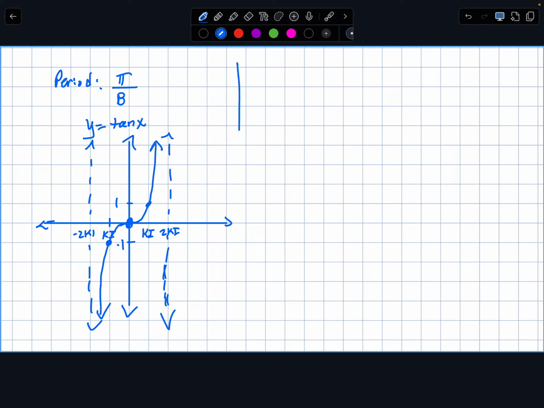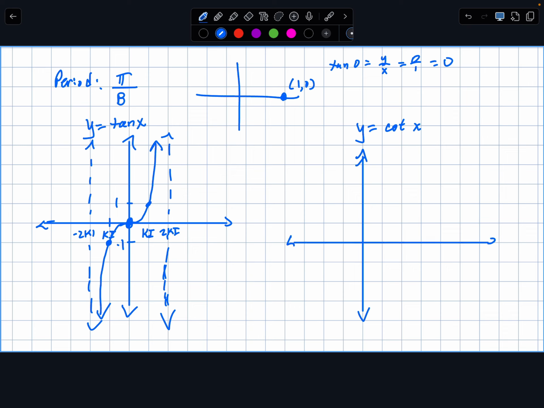And part of how you should know that it starts at 0 is the unit circle. At 0, we have the point (1, 0). And the tangent of 0 is y over x, which is 0 over 1, which is 0. So you should be able to figure out that at 0, tangent's 0. And then for the cotangent graph, you have an asymptote on the y-axis.